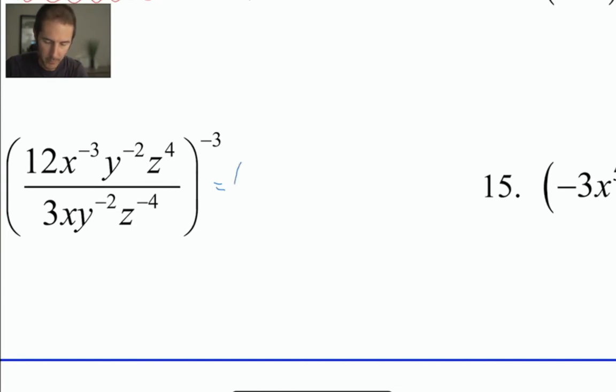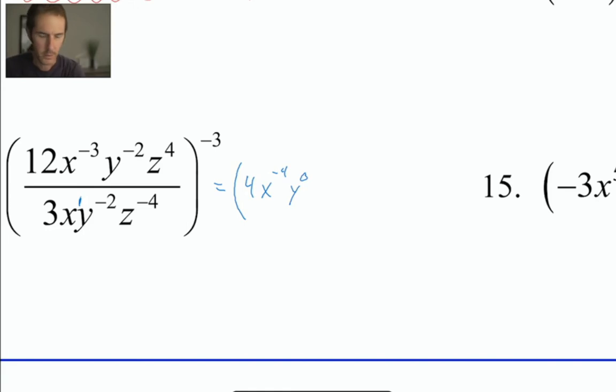12 divided by 3 is 4. X to the 3 over x to the 1, sorry, x to the negative 3 over x to the 1 makes x to the negative 4, upper exponent minus lower exponent. We've got y to the negative 2 over y to the negative 2. That makes y to the 0.